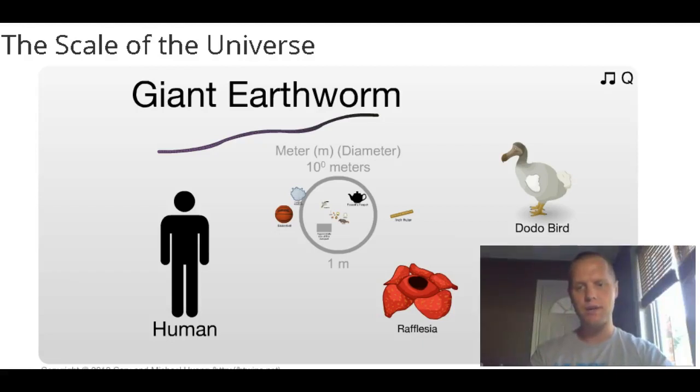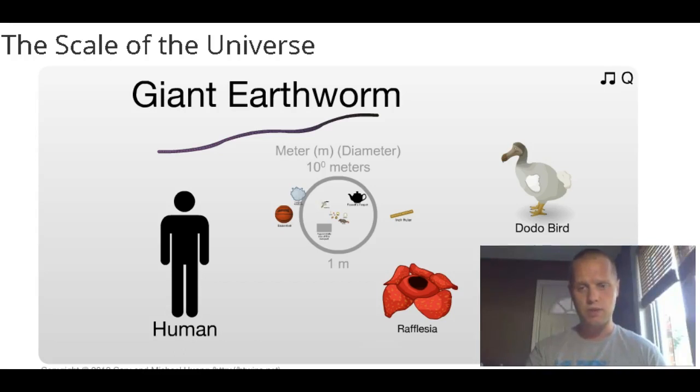Today what we're learning about is atomic structure. To learn about atomic structure, I want us to know how big an atom is. How big are protons, electrons, and neutrons? To do that, we're going to look at the scale of the universe. This is an online website if you want to check it out.